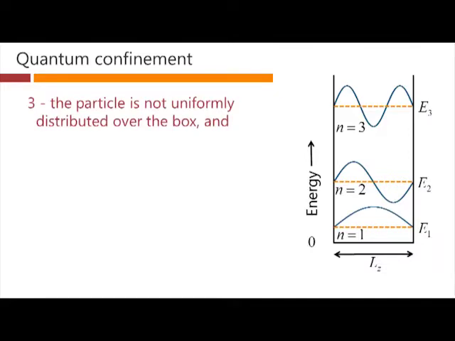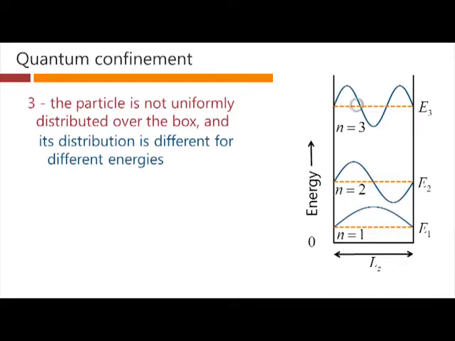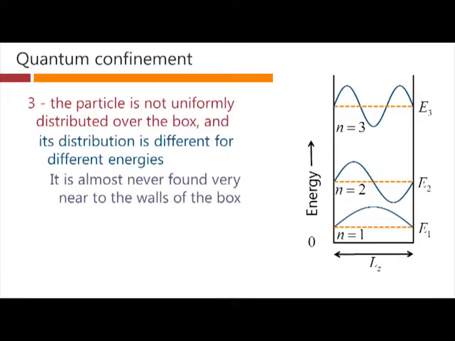Thirdly, the particle is not uniformly distributed over the box. In classical mechanics, how would we think about a problem like this? Well, maybe we would think if the particle has energy that it is indeed bouncing back and forwards inside the box. But classically there would be no wave interference, and hence we would not have the phenomenon we have here of the particle having different distributions for different energies and indeed having any distribution at all. It would be nearly impossible to find the particle quantum mechanically near to the walls of the box, for example. That's not something we would expect from classical physics.